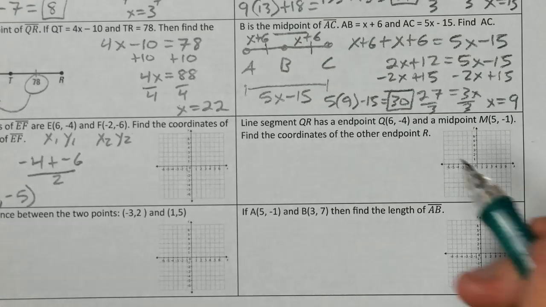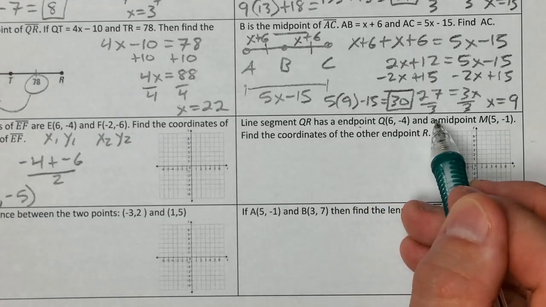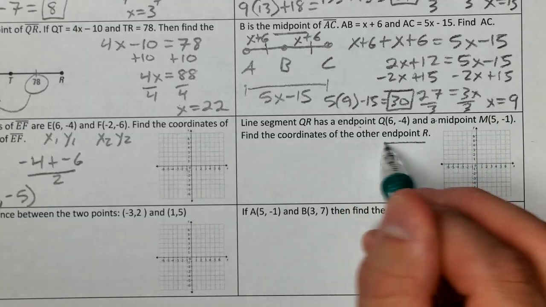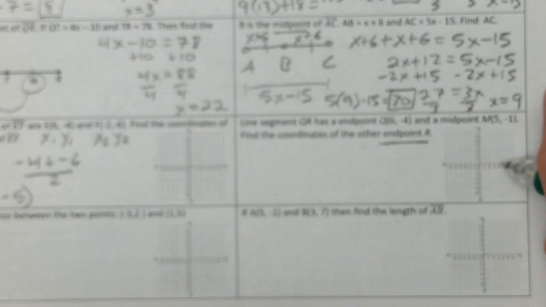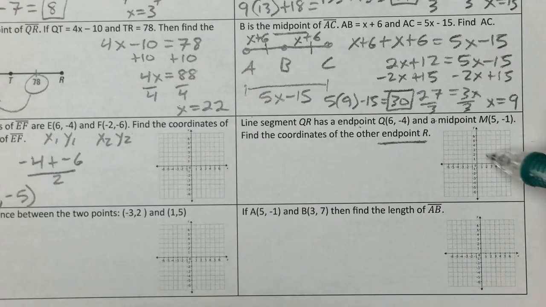Now if I have a line segment and I have an endpoint and I have a midpoint, I need to find the other endpoint. Alright, so what I like to do is I don't need to do any math at all. I'm just going to put dots on my graph. I know Q is at 6, -4, so I'm going to go 6 down to -4, and I can label it Q. And then I'm going to label M at 5, -1.